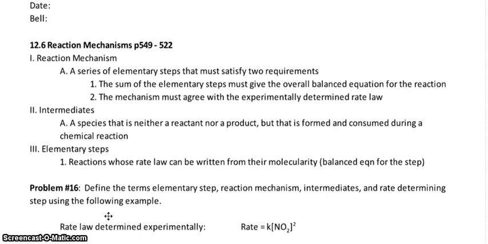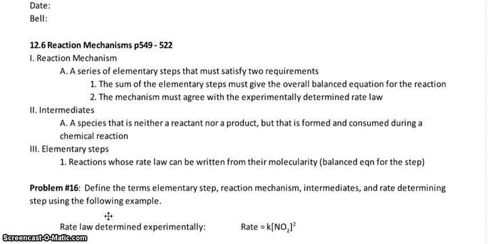So the mechanism is a series of elementary steps that must satisfy two requirements. The first one: the sum of the elementary steps must give the overall balanced equation for the reaction. That is just like Hess's law. You're going to cancel out things that are both reactants and products in different steps, and when you're all done, it must agree with the overall balanced equation. That's fairly straightforward. Number two is really going to be the new material.